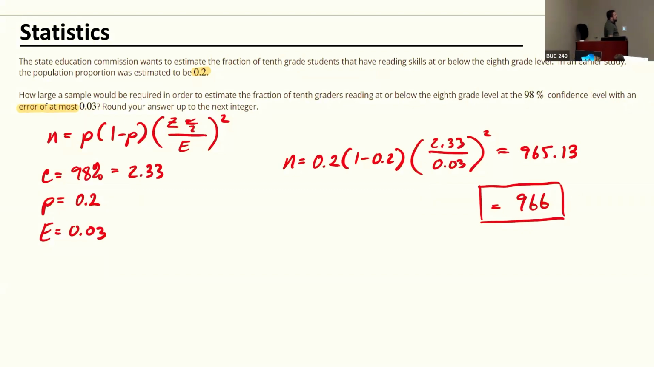Did you get that right there? Did you find your C value of 2.33? You should have found that in your book. Your P value of 0.2 and an E of 0.3. I pop all that into my calculator and I get 965.13, but I can't do that because I'm only counting 0.13 of a human. And so let's round it up so we get a whole other person in my sample size, and that turns into 966.